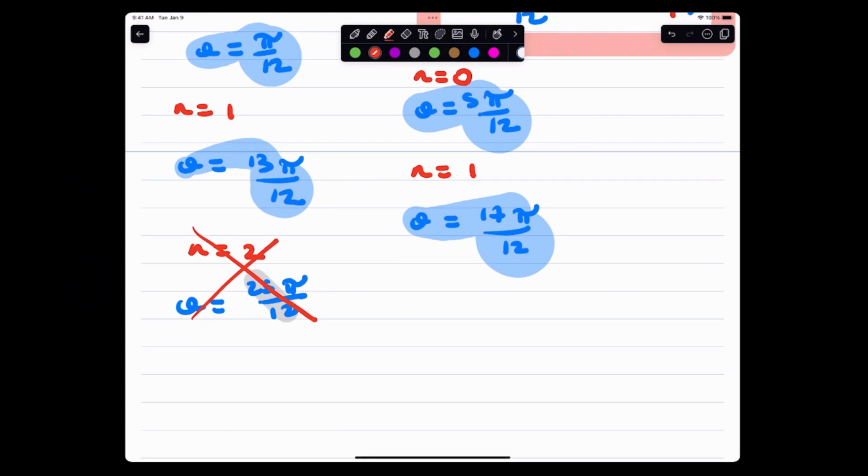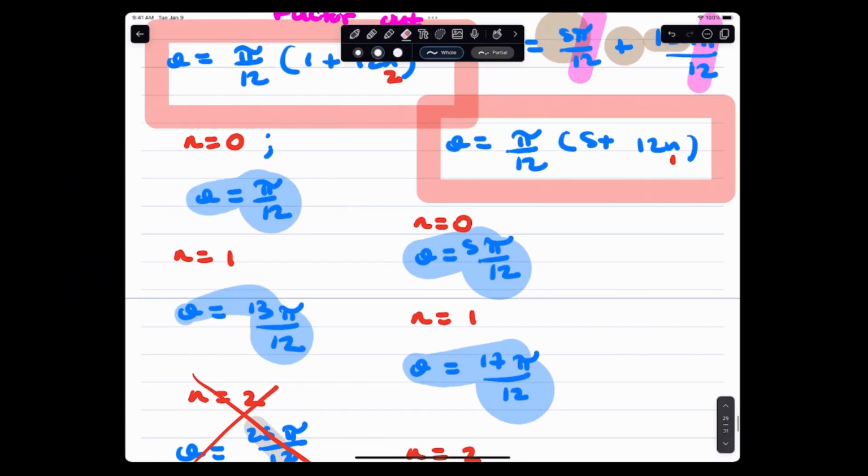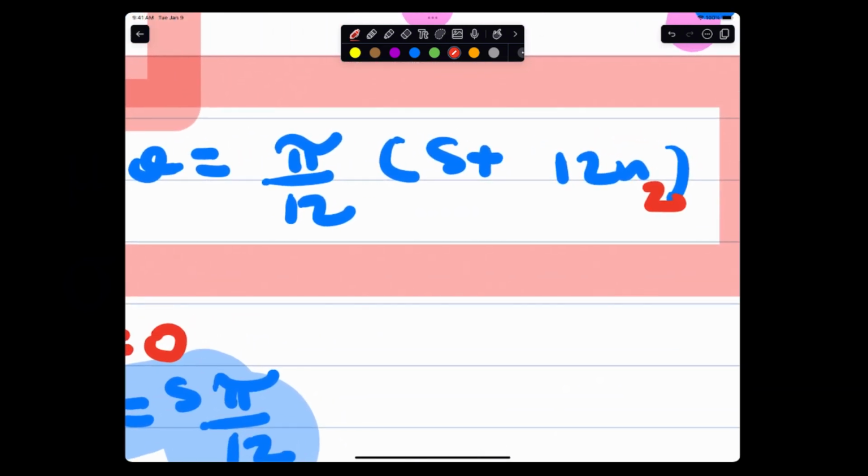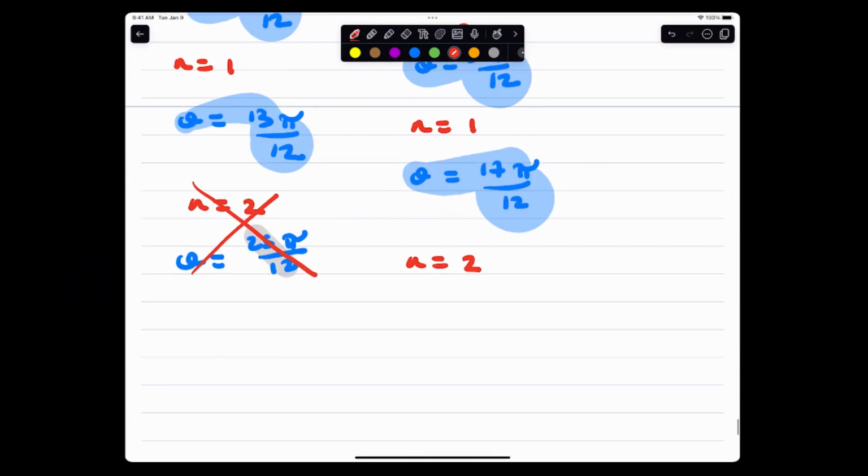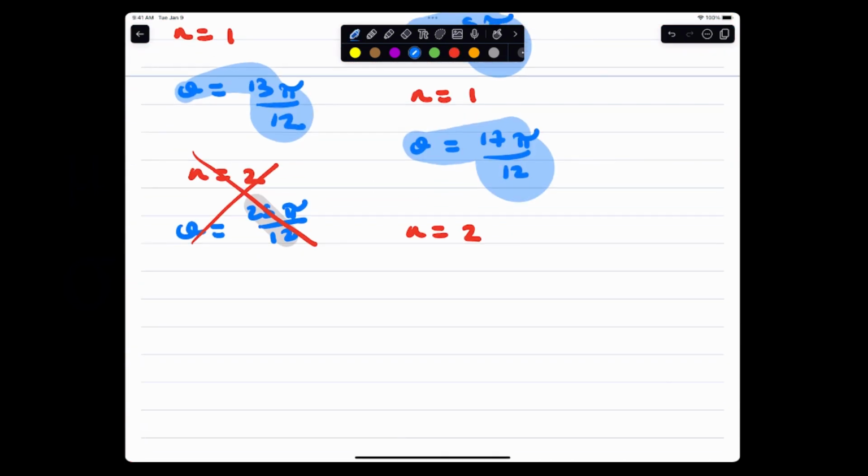What do you do now? Let n be what? Let n be 2. Generate another solution. See if theta is there. So if n is 2, what's 12 times 2? Isn't that going to be 24, and then plus 5 is 29. Theta is going to be 29 pi over 12. What do you guys know about that ratio? It's bigger than 2 because 24/12 is 2.